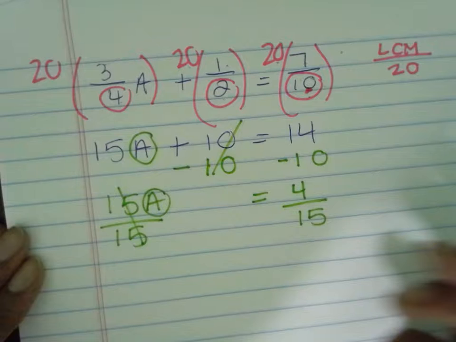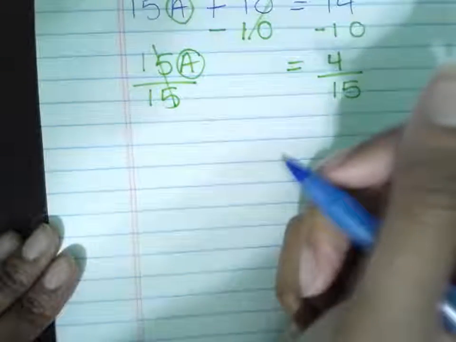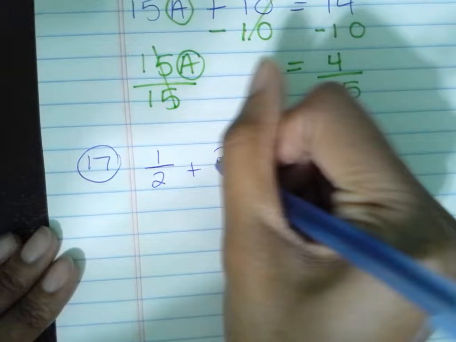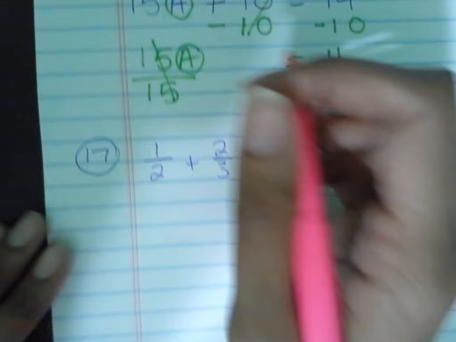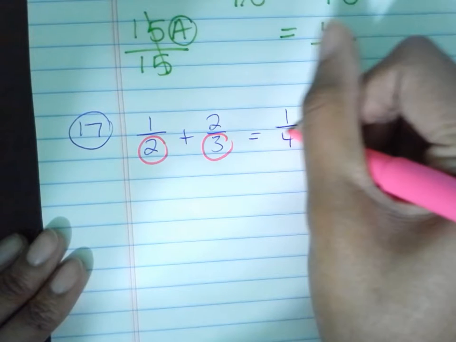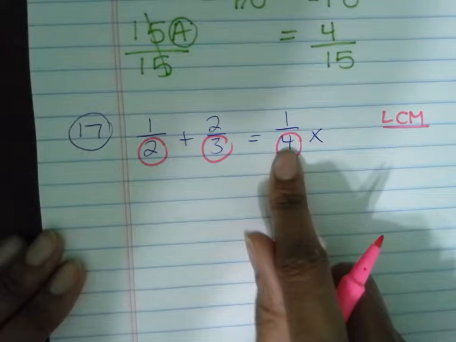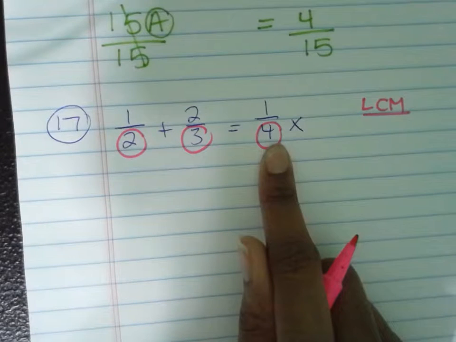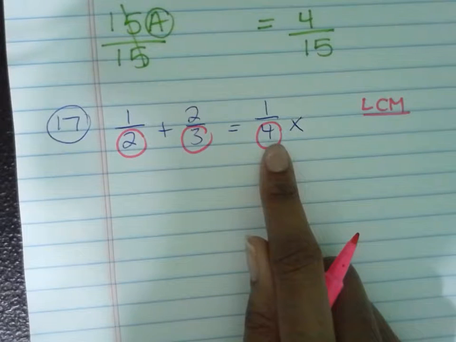So I'm going to go ahead and go over 17, 18, 19, and 20. Just follow along. Number 17, we have 1/2 plus 2/3 equals 1/4 x. First I have to determine the smallest number 2, 3, and 4 go into. A little trick: I would go straight to the bigger number. 2 goes into 4, but 3 doesn't. So let's go to another multiple of 4. 8. 4 times 2 is 8. 2 goes into 8, 3 doesn't. 4 times 3 is 12. 2 goes into 12, 3 goes into 12. So the LCM is 12.